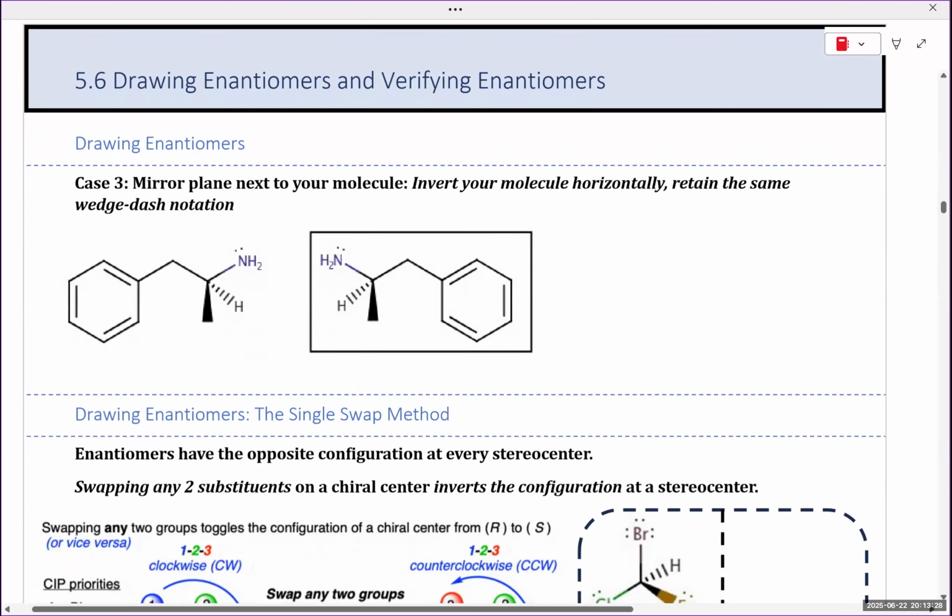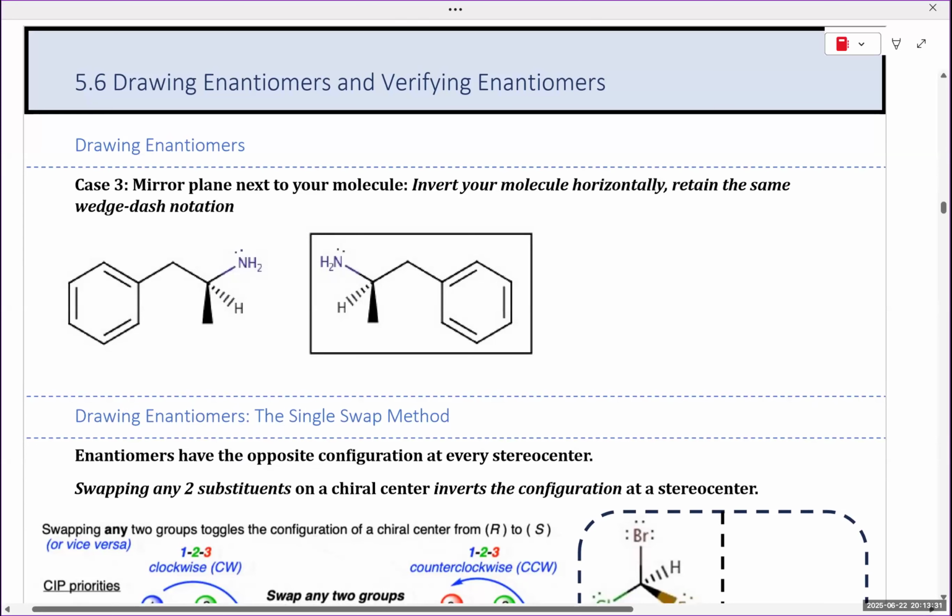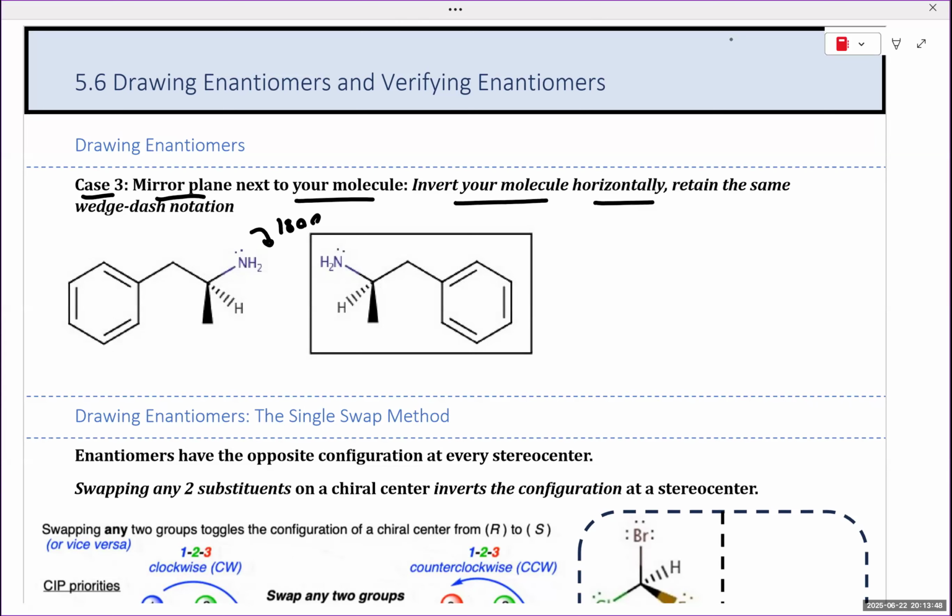Let's talk a little bit about the last method for drawing enantiomers, and I'll introduce another method for when you have only one stereocenter. In the last method, case 3, we have a mirror plane next to our molecule. In this case, you rotate your molecule 180 degrees horizontally, and you retain the same dash wedge notation. So we've inverted the carbon skeleton horizontally and kept the dash wedge notation. The methyl group still has a wedge in both cases.